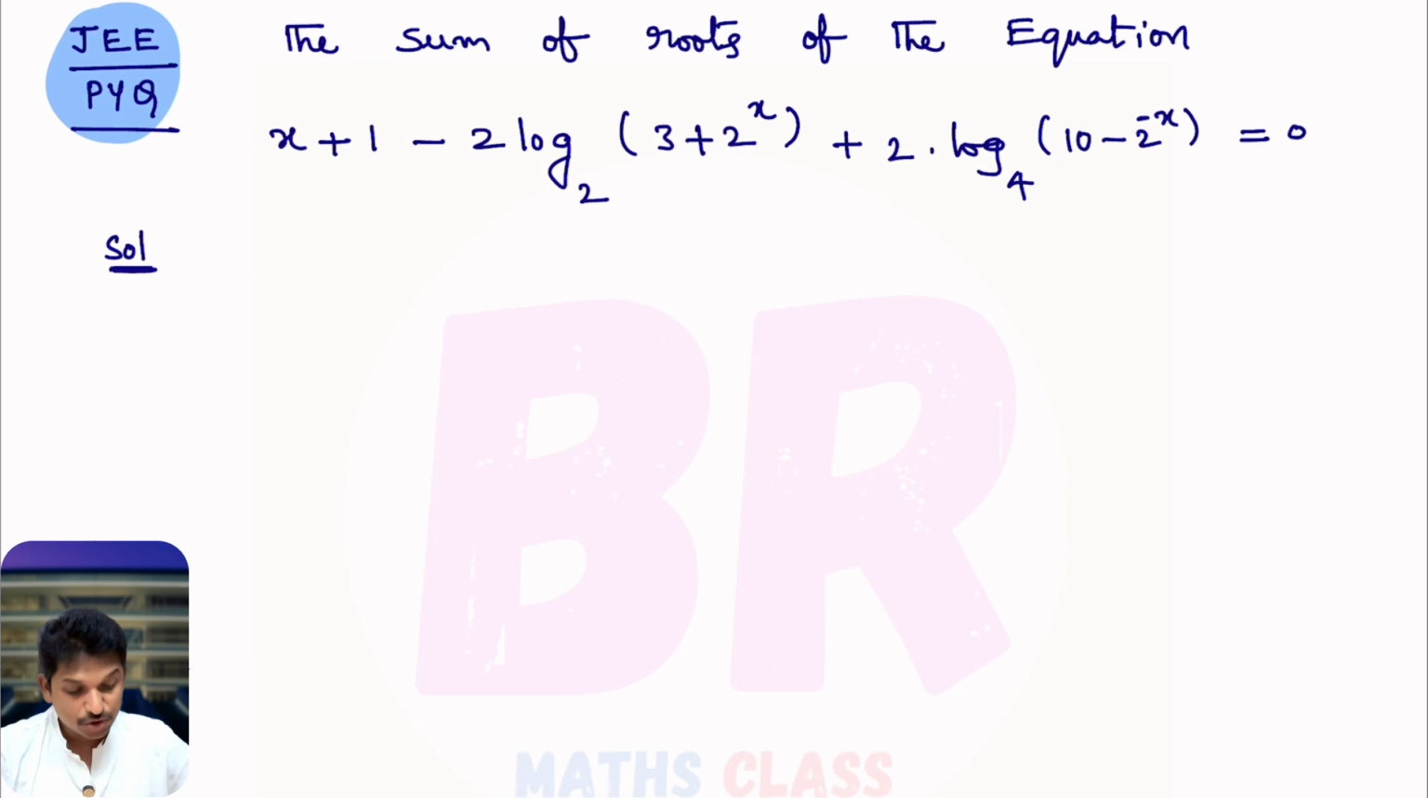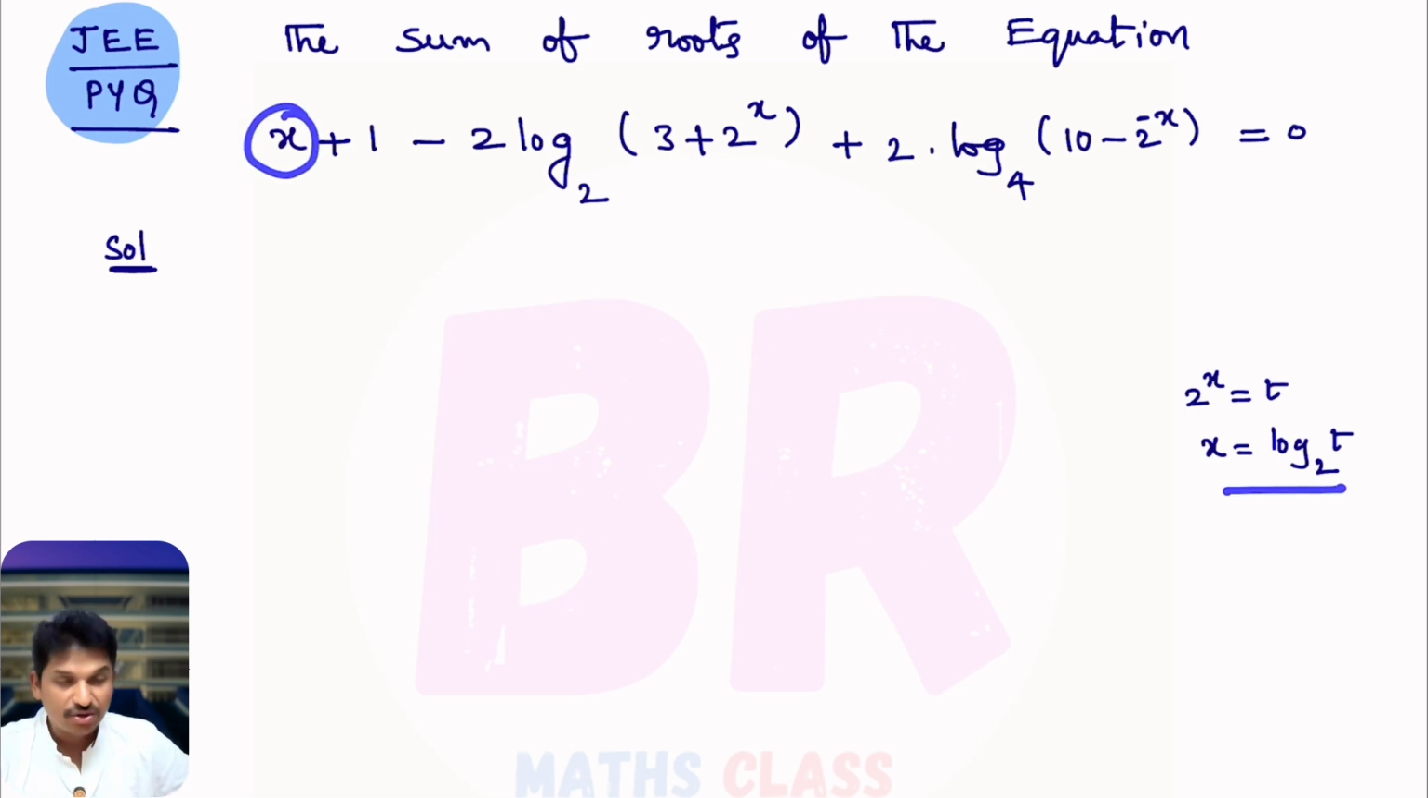If you observe this question here, 2 power x, 2 power minus x, right? What I'll do, I'll take 2 power x equal to t. If I take 2 power x equal to t, what is x from this? x equals log t base 2, from the definition of logarithm. So in this, in place of x, you write these things.